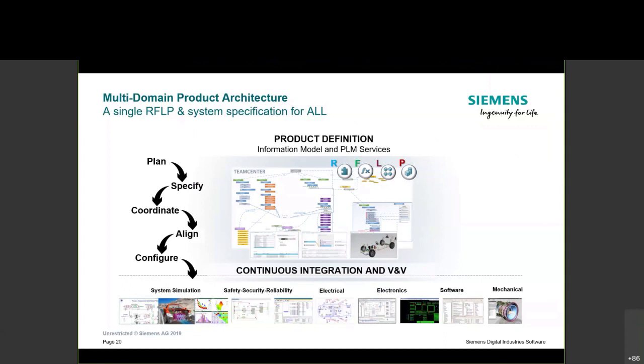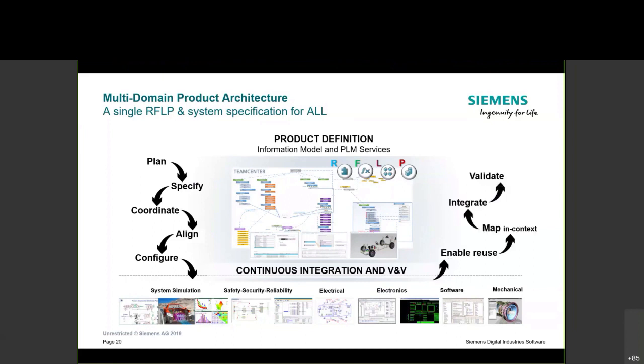How do I coordinate all these engineering tasks? Align. When we mentioned interfaces before, when you have functions and interfaces, you have to make sure each domain is properly complying to these interfaces in their implementation. Configure, we mentioned that a couple of times.